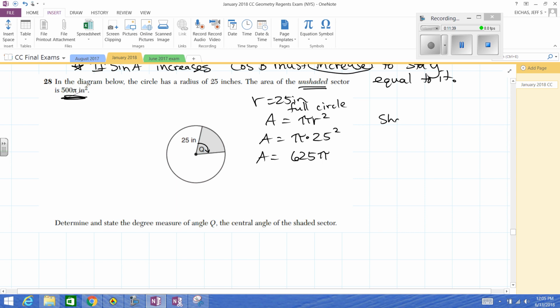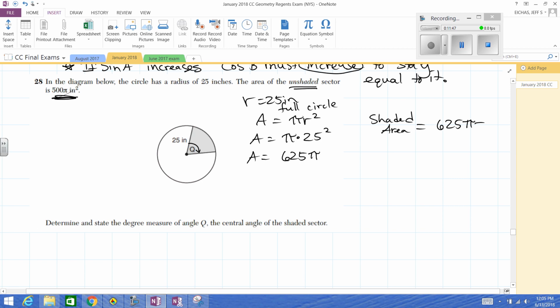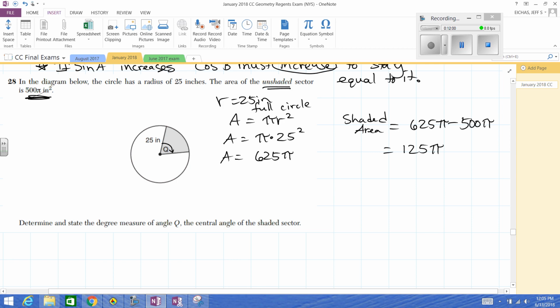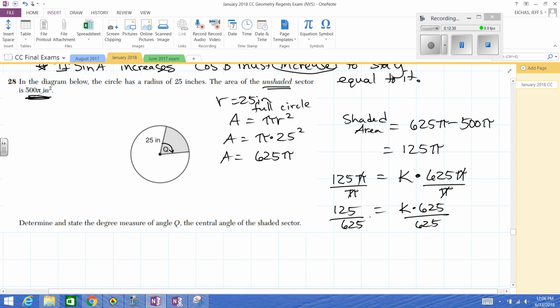So the shaded area is 625 pi, the full thing, minus 500 pi, which is the unshaded. So the shaded area is 125 pi. Now, 125 pi is what fraction of 625 pi? This is one way to do it: get rid of the pis. So what fraction of the full circle is that?